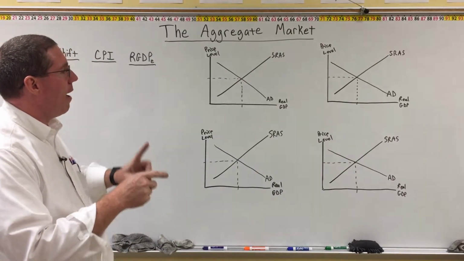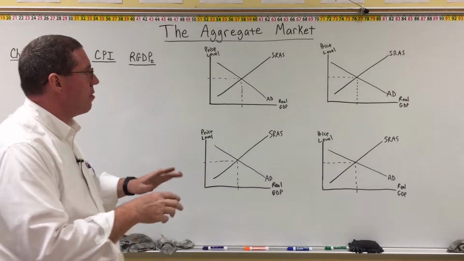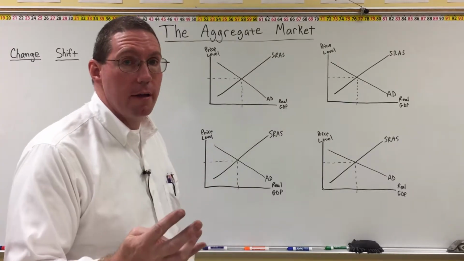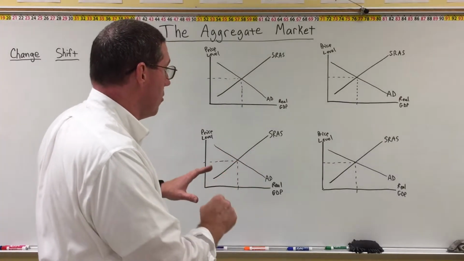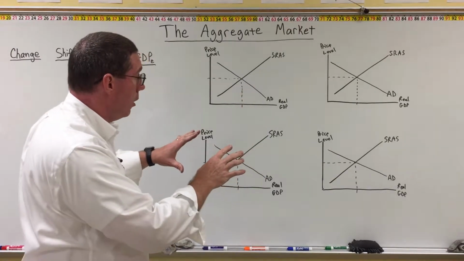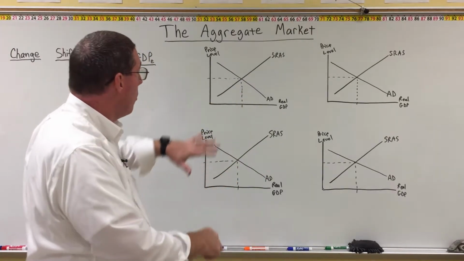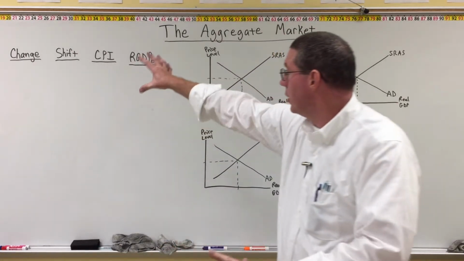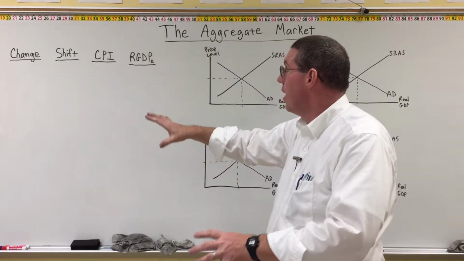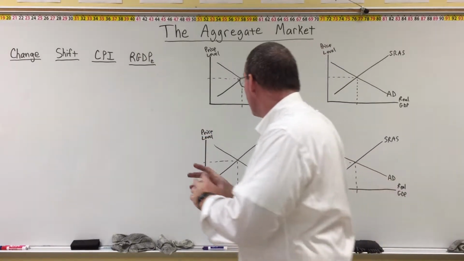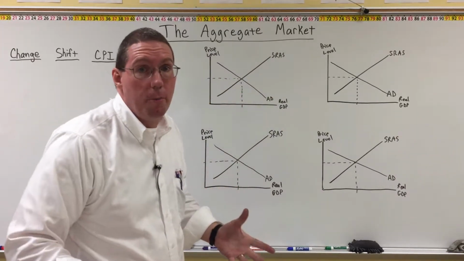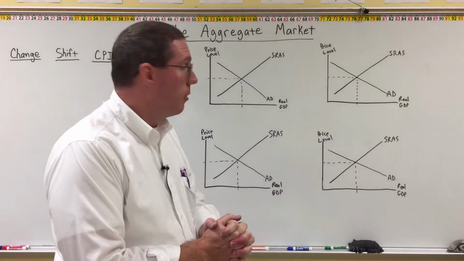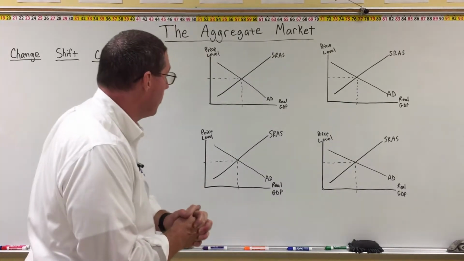All right, so here's what we're going to do in this part: we're going to see what happens when we have the different kinds of fluctuations in the aggregate market. Generally speaking, there are 4 kinds of fluctuations that you're going to see. And we're going to draw each one on each one of these 4 graphs. We have 4 basically identical aggregate markets over here, and we're going to fill in this chart over here with the changes that occur.